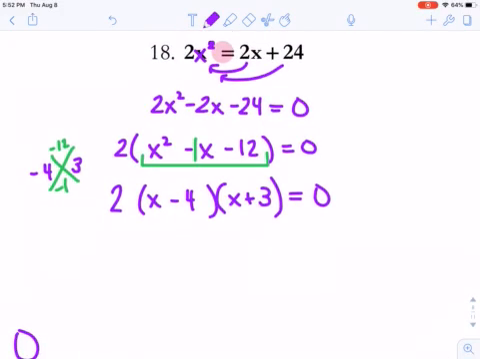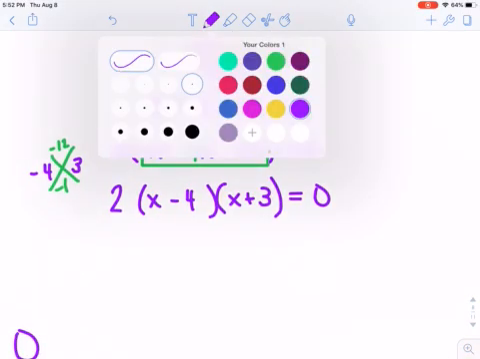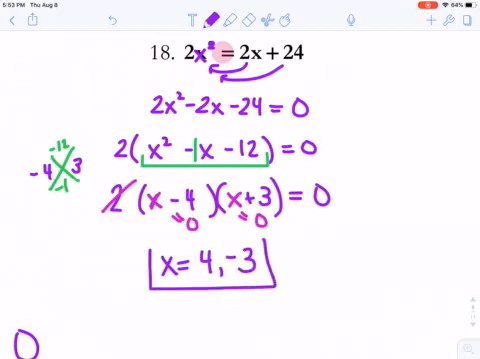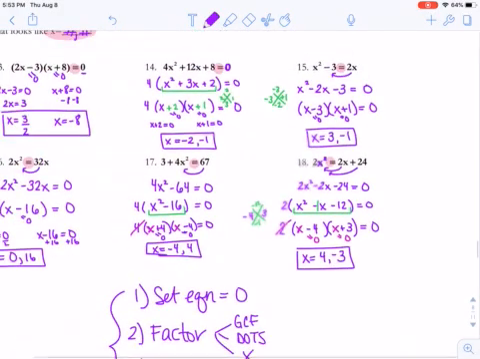So we factored completely. The last step, remember, we only want to set the factors with x in it equal to 0. So these 2 have x's. The GCF doesn't have an x in it, so we don't have to set that equal to 0. So x minus 4 equals 0 leaves us with x equals +4, and then x equals -3.